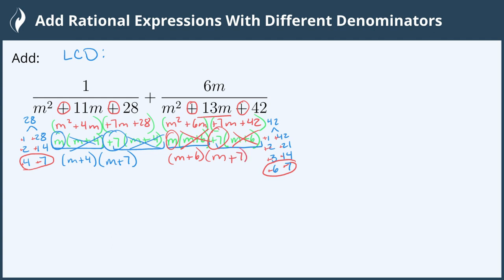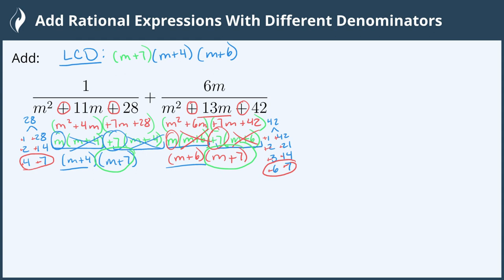Now that we have both denominators factored, we can find the lowest common denominator, or the least common denominator. I see that we do have a factor in common, which means we will only use that one time. So we have m plus 7. And then we need all of the other factors that aren't in common. So we need m plus 4 and m plus 6.